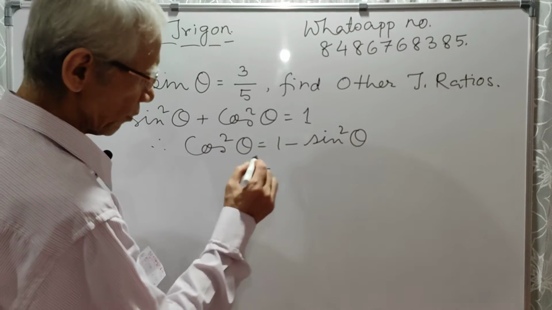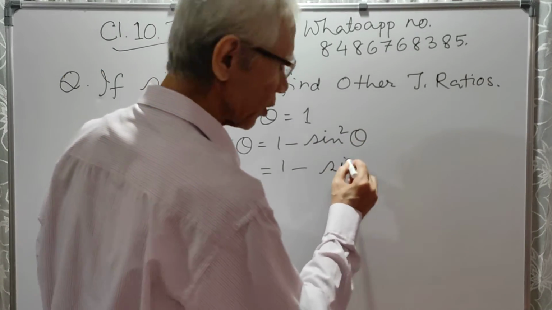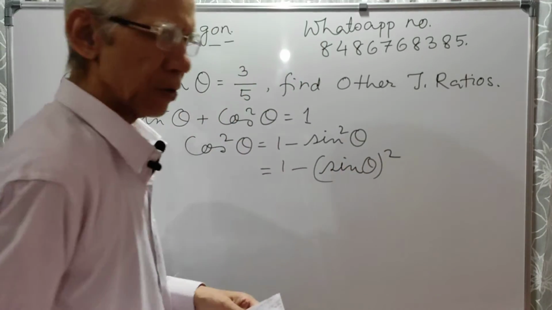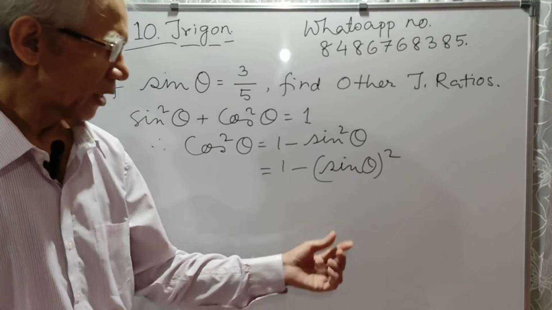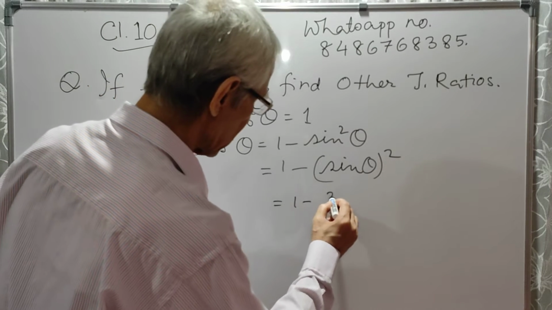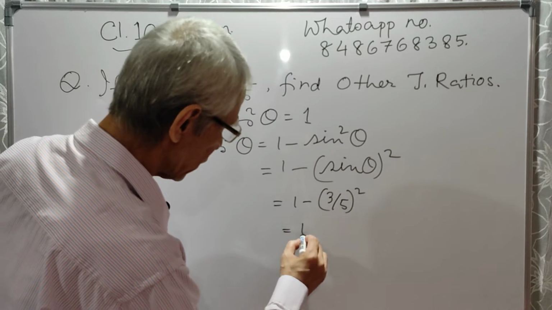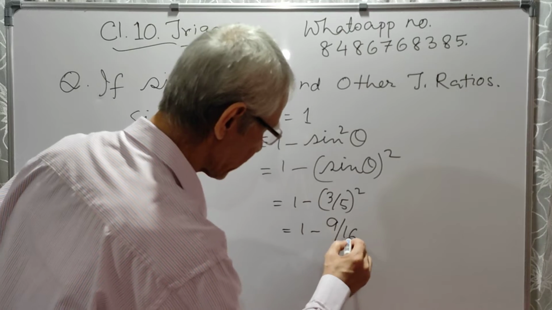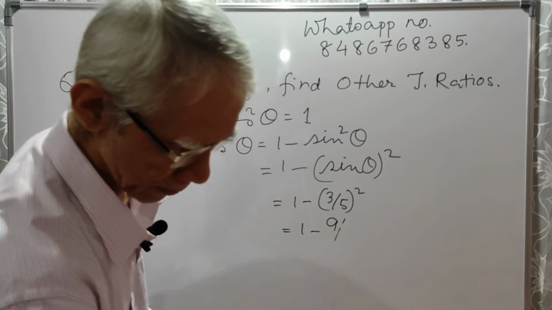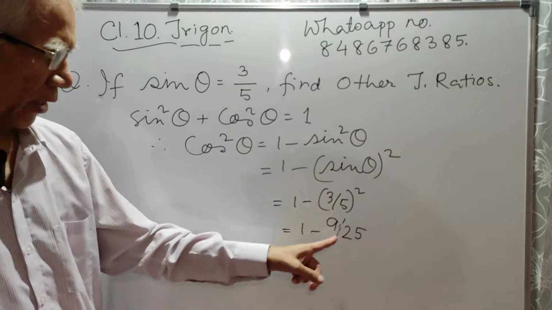Now here, use the value. So 1 minus sine square theta. Sine square theta means sine theta whole square. This also I explained in my last video. Now let us put the value of sine theta, which is 3 by 5. So 1 minus 3 by 5 whole square. Alright. So that gives us 1 minus 9 by 25, sorry, 9 by 25. So 3 square is 9, 5 square is 25.